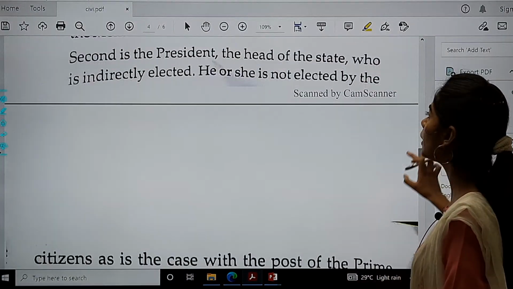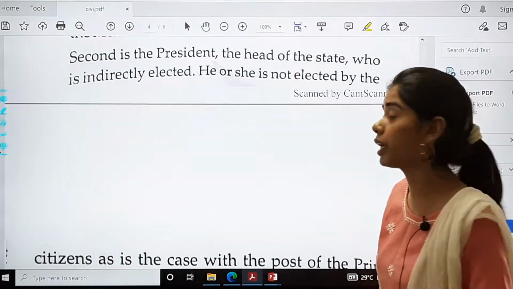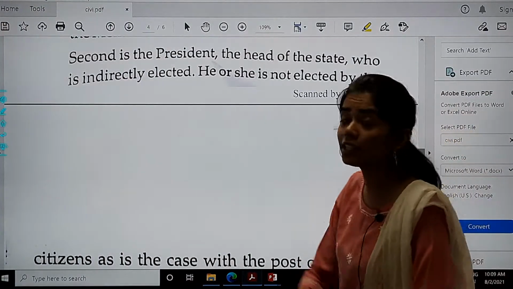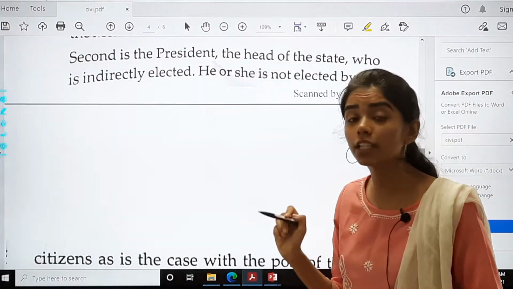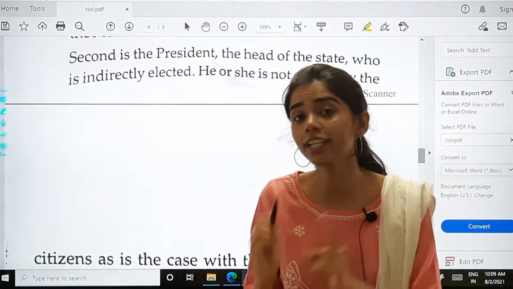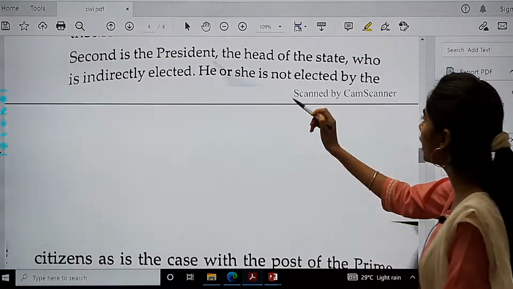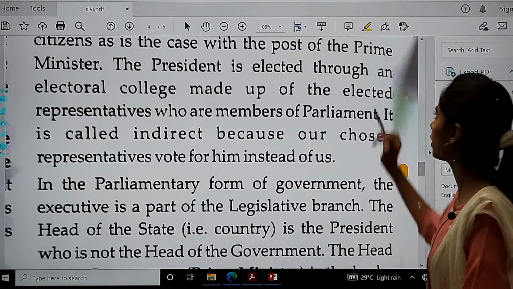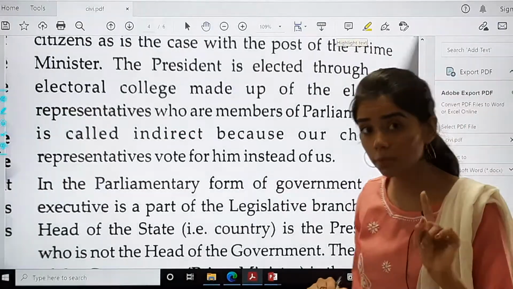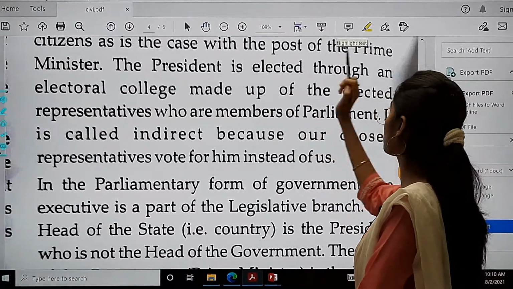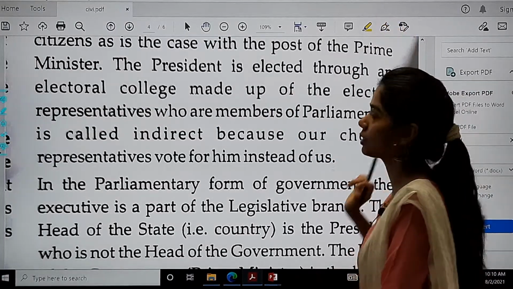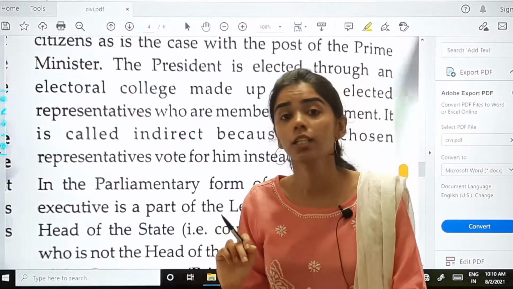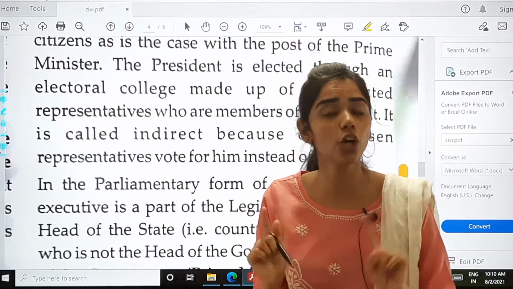Second is the President. Second is who? Second is the President, the head of the state, who is indirectly elected. Now, President is not elected directly. President is elected indirectly. He or she is not elected by the citizens, as is the case with the post of the Prime Minister. Now see, Prime Minister is elected by people. We vote for them. But the President is not elected by us. We do not vote for it.